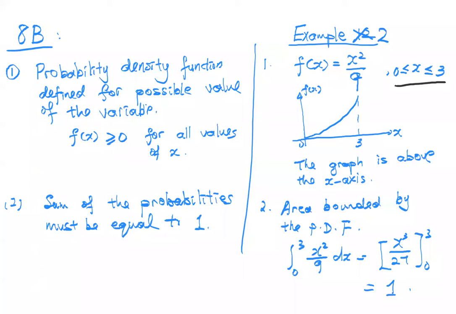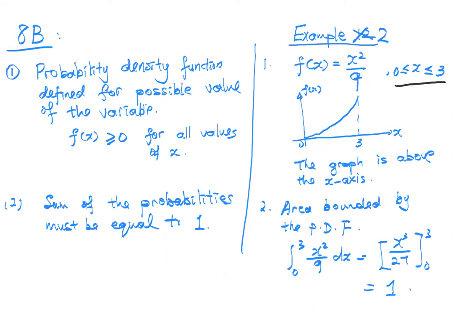for a probability density function. Second, the sum of all the probability, that means within the given variable, must be equal to 1. It must fulfill both. Then only is it considered a valid probability density function.